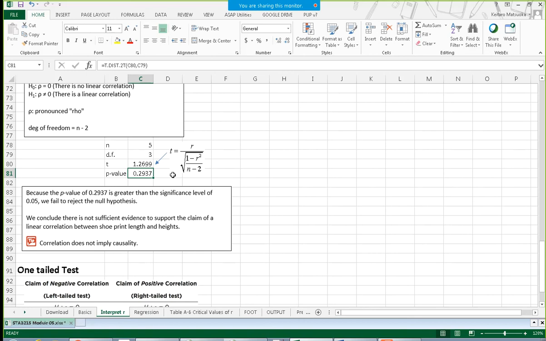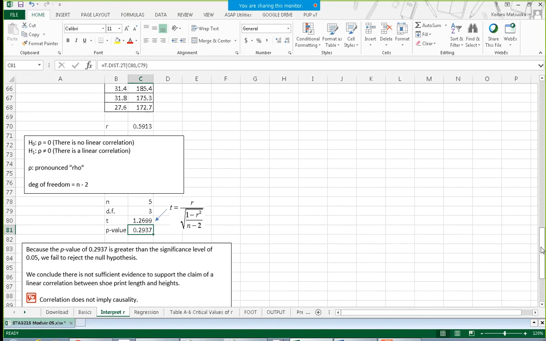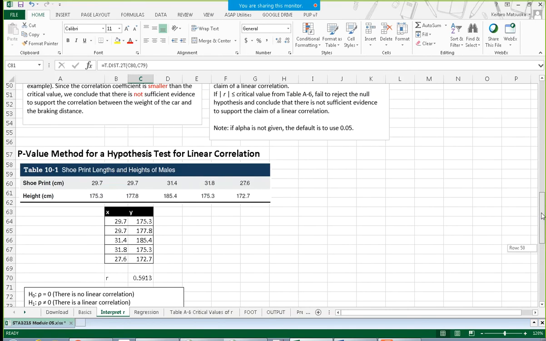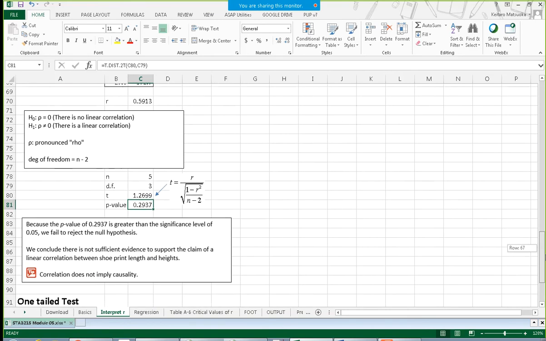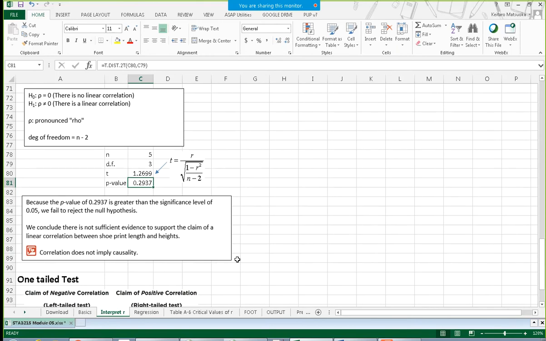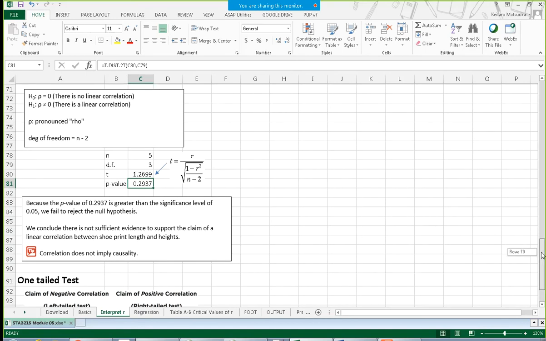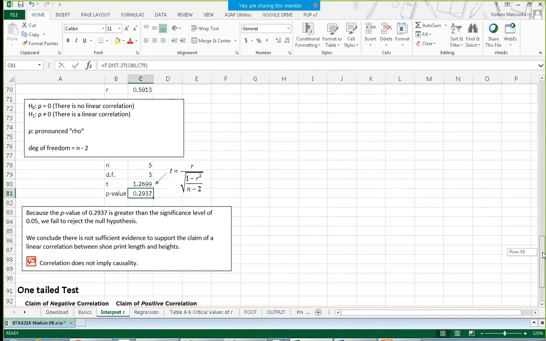Same rule applies. So since this is bigger than the significance level of 0.05, we fail to reject the null hypothesis. Okay. So that means there's no linear correlation between the shoe print length and the height. Okay. Here's another thing you need to know: correlation does not imply causality. So that's the two-tailed test.